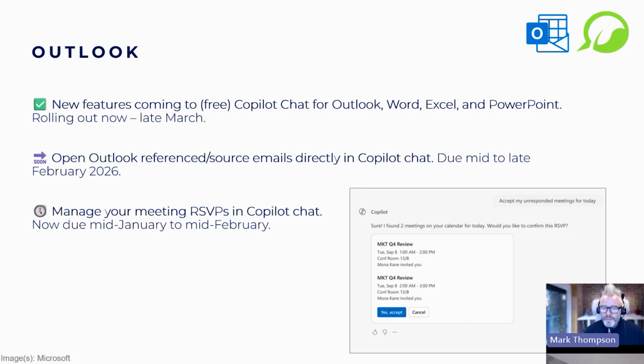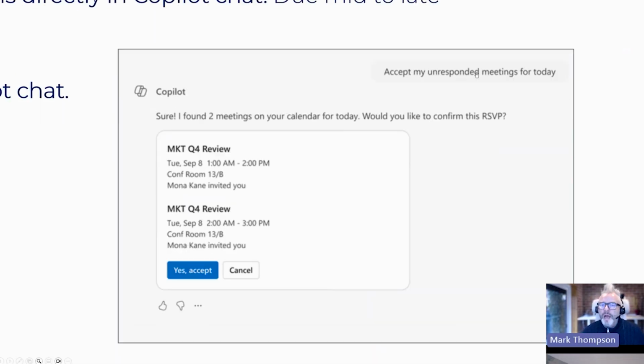Manage your meeting RSVPs in Copilot chat. This is not the same as the previous thing that I said to you. Let's have a closer look at this. So, accept my unresponded meetings for today. Okay, so you can say, yeah, sure, I found these 2 meetings in your calendar that you haven't acknowledged. What do you want me to do with them?